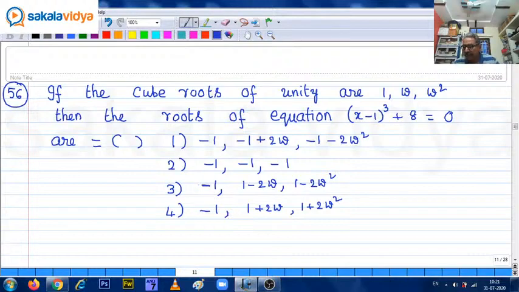So all of you just look at the screen. If the cube roots of unity are 1, omega, omega square, then the roots of the equation x minus 1 whole cube plus 8 is equal to 0. We need to find out.